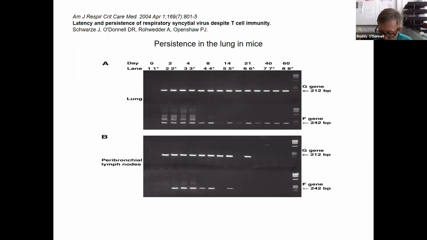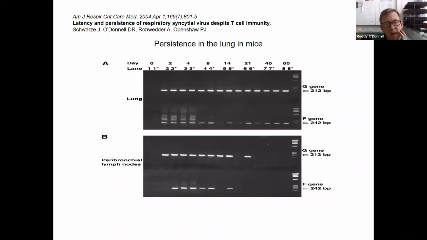The other feature of this is there are no known natural reservoirs for RSV in the animal world. The only animal that has consistently been found to be infected with RSV is humans. And the question is, where does it go? Because it seems to reappear every winter promptly. And one of the questions is whether, like other viruses, it might establish some sort of latency somewhere and then re-emerge in order to spread to new hosts.